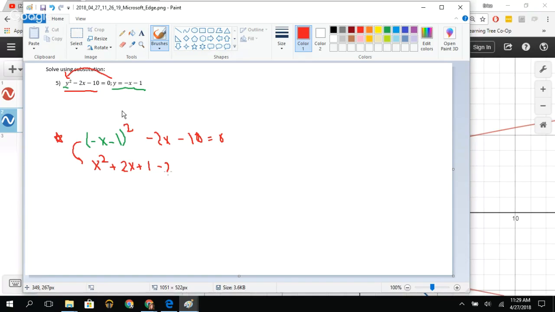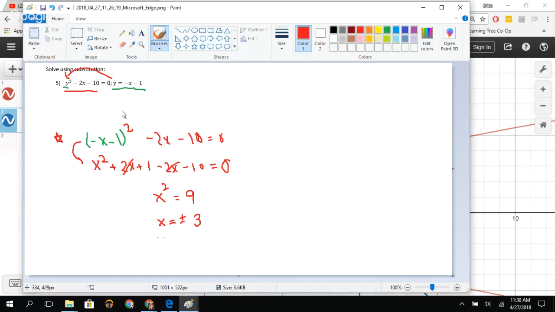We have minus 2x minus 10 equals 0. Sorry for my crazy numbers here. I'll try to be better. Okay, so 2x and negative 2x cancel each other out. 1 minus 10 is negative 9. So we have x squared equals 9. And if I take the square root of both sides, I get x equals plus or minus 3. Okay, so x could be plus or minus 3.